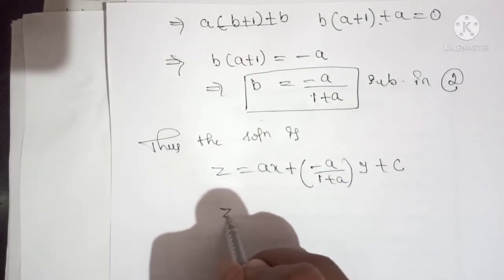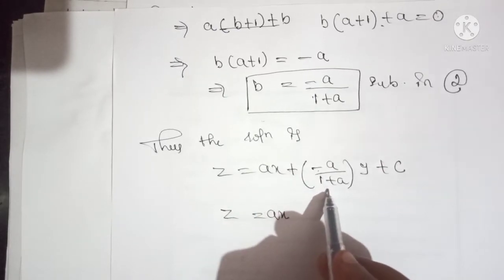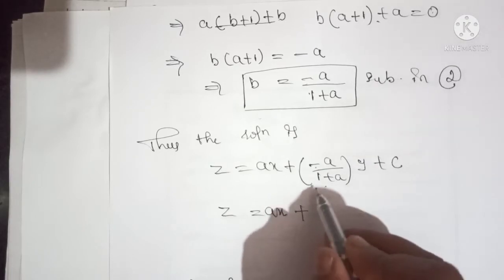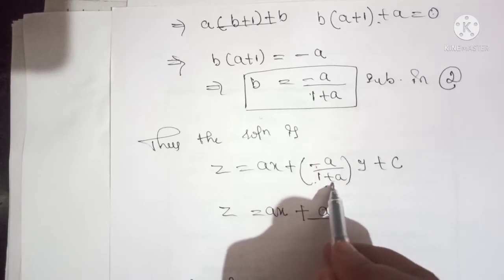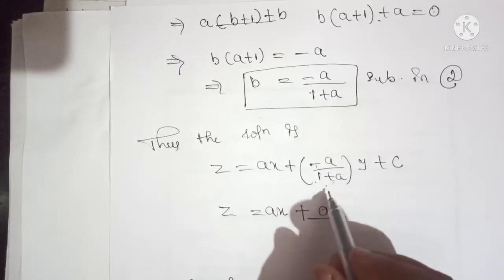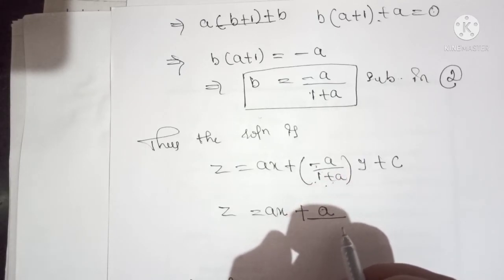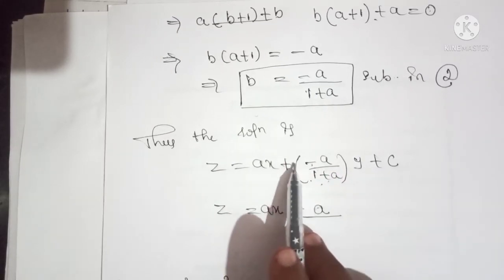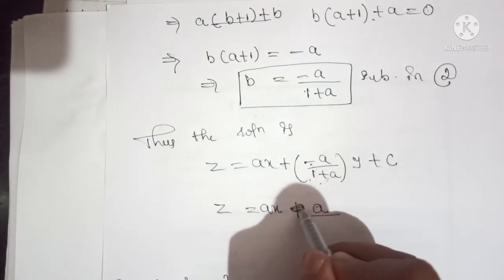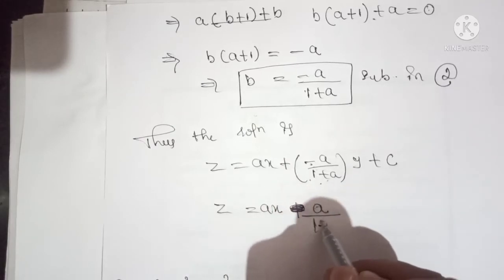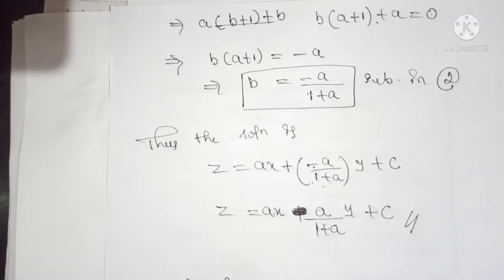or further it can be written as z equals ax plus, so this minus sign is multiplied to the denominator, so that we get numerator plus a, denominator minus 1 minus a, or else simply we can multiply this plus sign with minus sign, so that we get minus a divided by 1 plus a into y plus c. So this is the required solution.